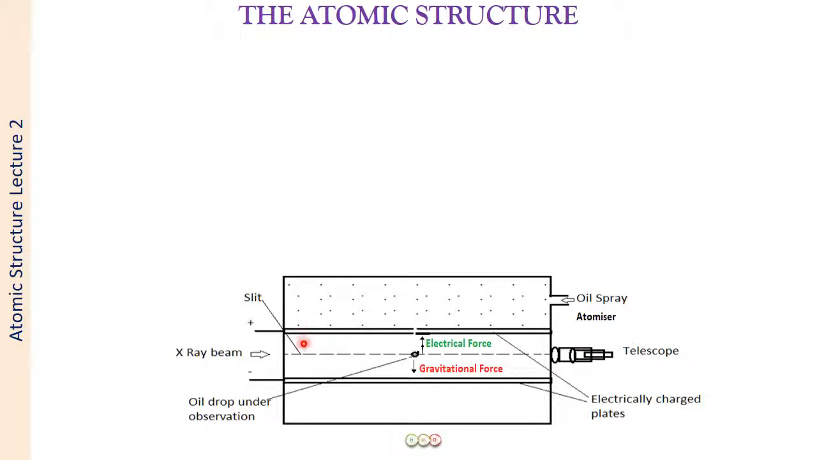And then there was an X-ray beam provision to irradiate the space between the two parallel plates, and a telescope to see the movement of the oil droplets which were going to come through this hole. So this is basically the construction.